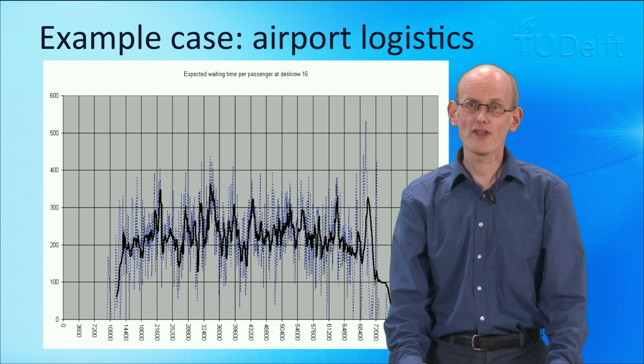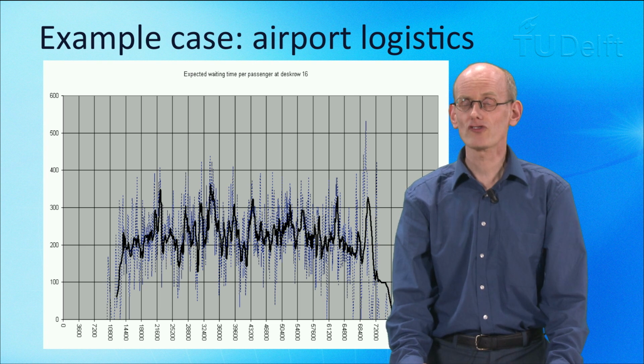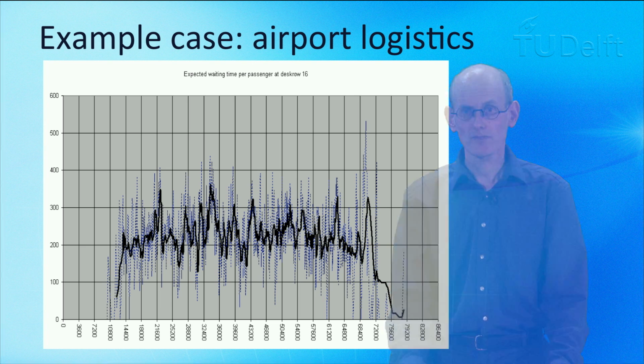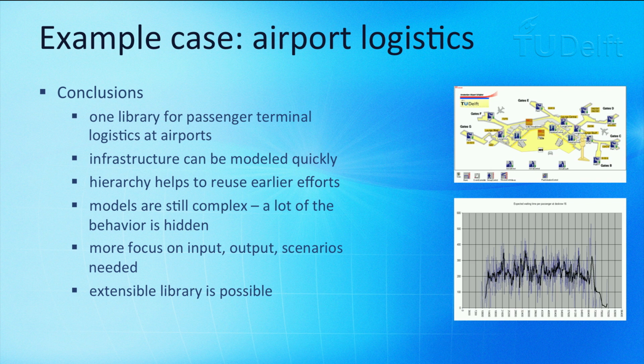One of the most important things is, of course, the fact that we can also produce output from the model. Here we actually see the model that we've just watched in terms of the number of passengers at a certain desk row for checking in. We can also look at all kinds of other statistics. Statistics are one of the main reasons for creating simulation models, and especially discrete event simulation models.